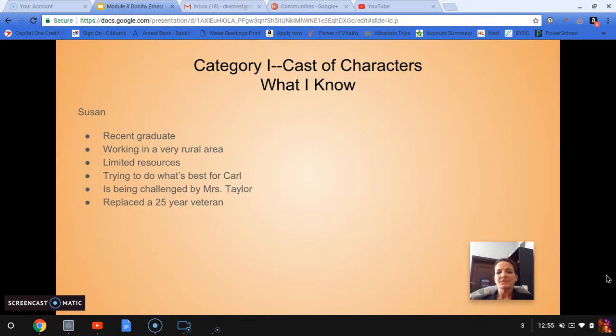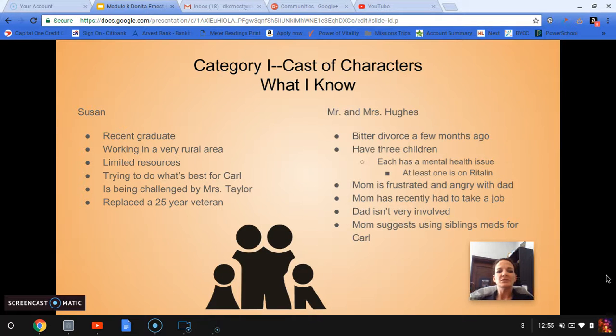We also have Susan. She's a recent graduate, probably young, working in a very rural area with limited resources, and she's trying to do what's best for Carl. She's being challenged by Mrs. Taylor, and she replaced a woman who had been in the profession for 25 years, and so she's just in some uncharted territory for herself.